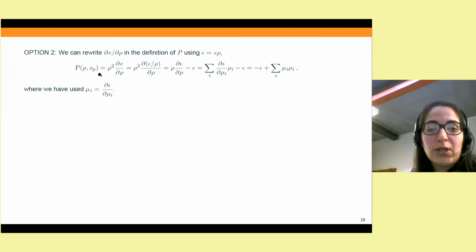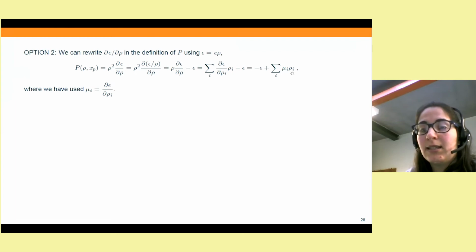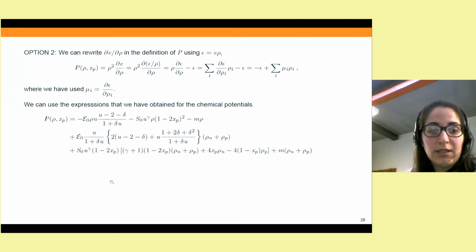So the pressure can be just calculated as minus the energy density plus the sum of all the chemical potentials times the partial densities. Okay, and we already calculated the chemical potentials in the previous exercise by taking these derivatives. So we can just substitute this to calculate the pressure, and we should get the same expression. Okay.